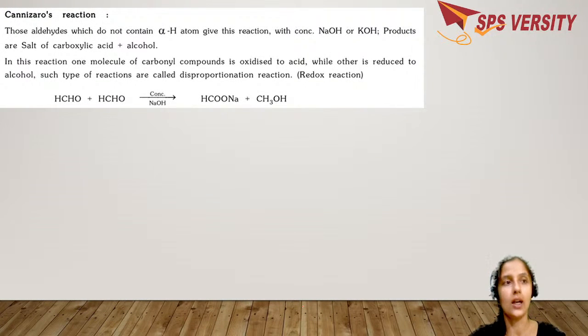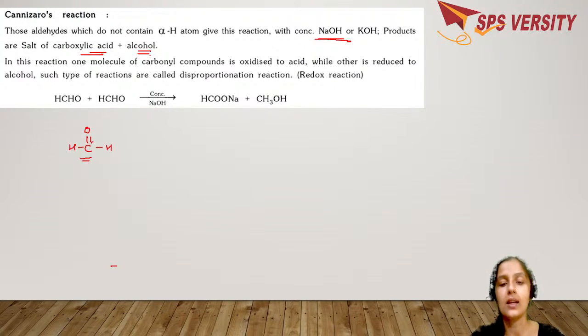Then we go ahead with the Cannizzaro reaction. How does this reaction proceed? The aldehydes which do not contain alpha hydrogen. What do you mean by alpha hydrogen here? So this is CH, this is how you write. If this aldehyde doesn't contain alpha hydrogen, it will react with a strong base, say concentrated NaOH or KOH. Then you get the carboxylate salt along with the formation of alcohol. This is called the Cannizzaro reaction.